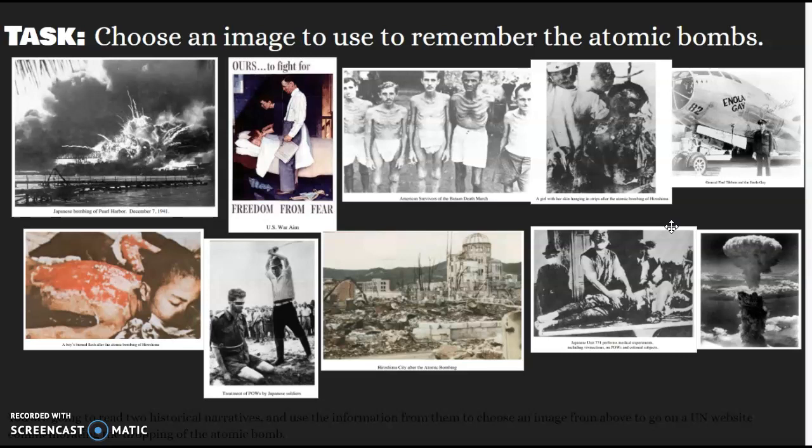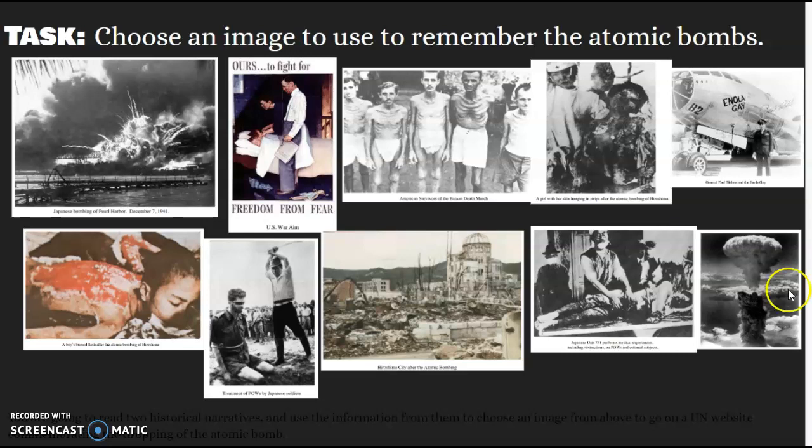The first image that you see is the Japanese bombing of Pearl Harbor in December 1941. And the reason that that image could be used to commemorate the atomic bombs, even though the atomic bombs didn't come until 4 years later, is because by bombing Pearl Harbor, Japan drew the United States into the war, therefore created the need for the Manhattan Project in the United States, and then led to obviously the Pacific War and the United States' decision to drop the atomic bomb on Hiroshima and Nagasaki.